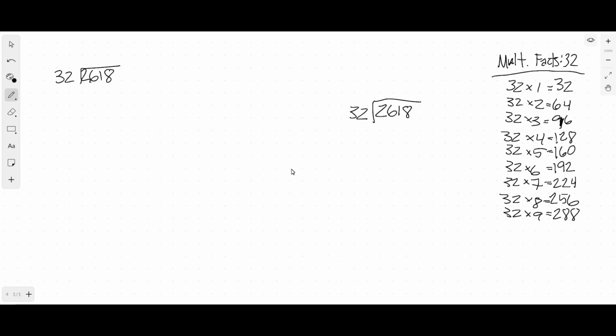So I have this problem written down twice because I'm going to do our standard method first, and I'm going to show you, well, actually I'm going to show you the place value method, and then we'll move to the standard.